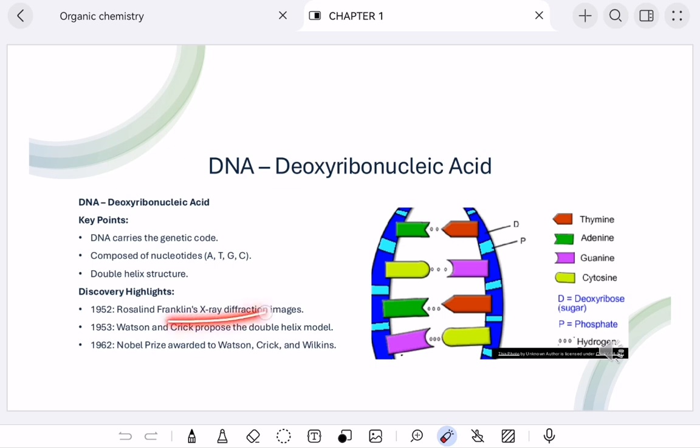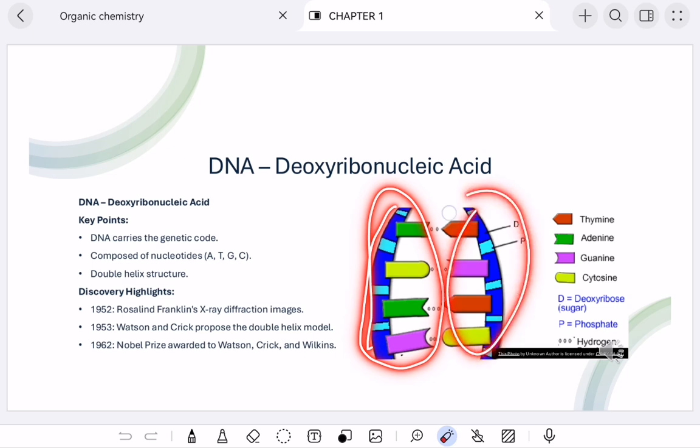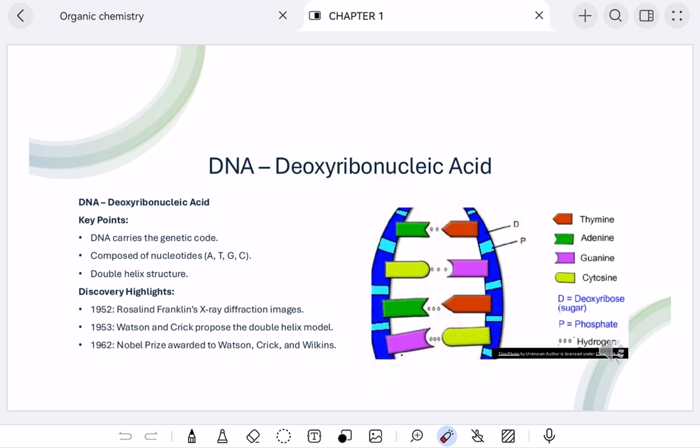She took her findings and went to these guys, Watson and Crick, and they proposed that the DNA is a double helix. So the DNA has a left-hand side and a right-hand side. Actually, the findings were Rosalind's, right? So these guys went ahead and won the Nobel Prize.